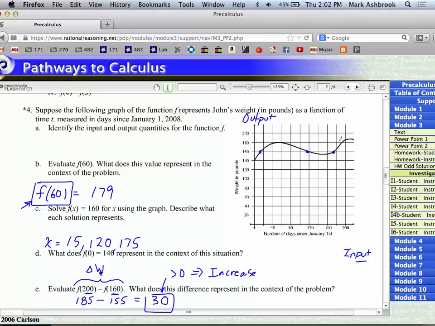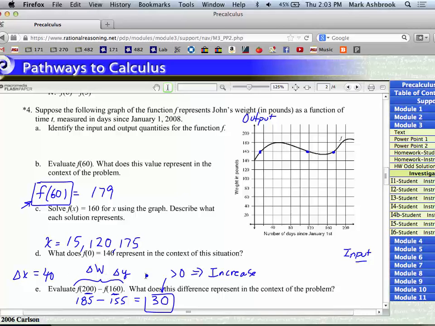Good. Delta W. And would that be delta Y or delta X? Delta Y, right? So in the graph, it would be delta Y. And what is the corresponding delta X in this case? 40, right? From 160 to 200.